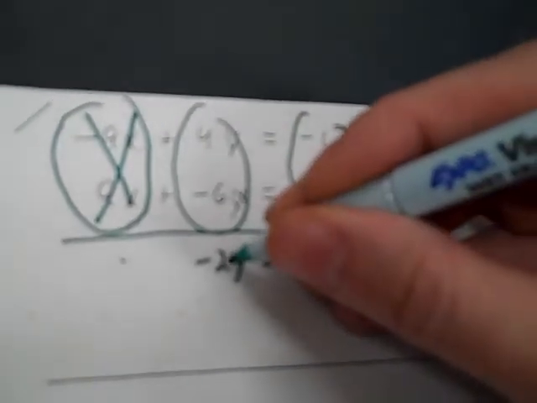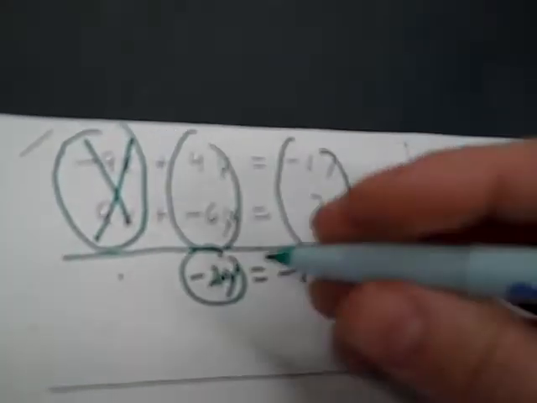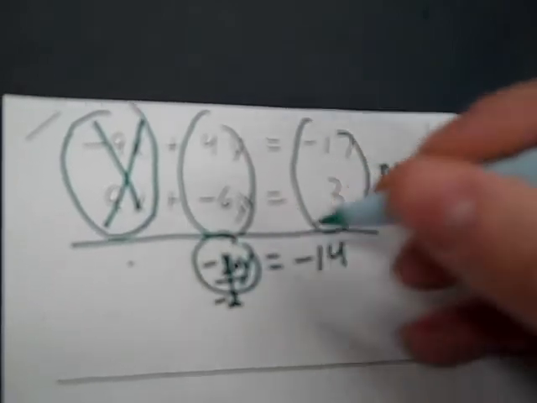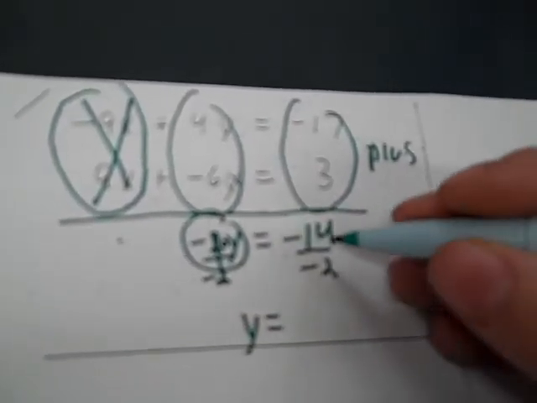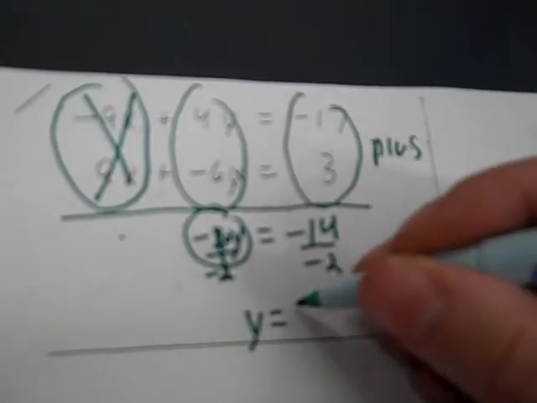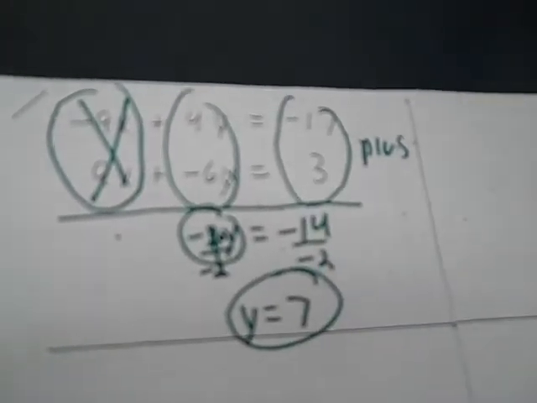Now I just dot my y, and all I have to do is divide. So y equals negative 14 divided by negative 2 is 7. Now keep watching because you aren't ready to work yet. Okay?